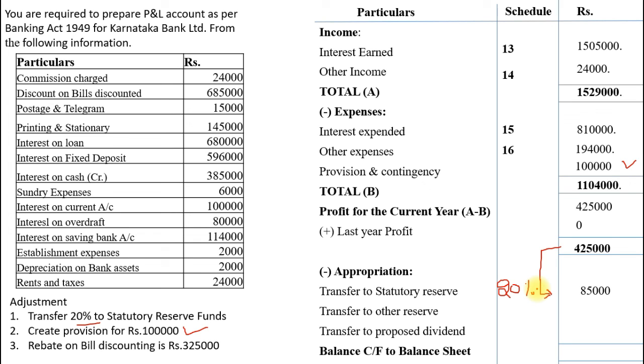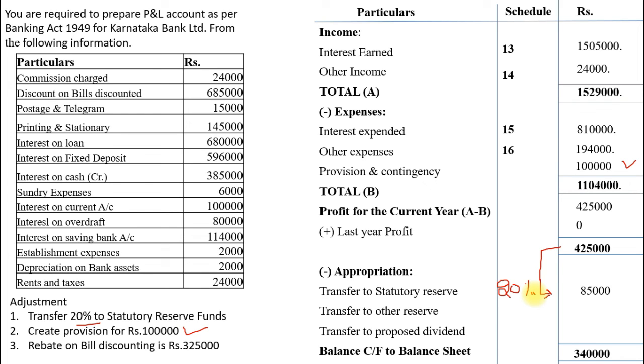That's it. There is no other transfer given in the question. If they would have given, we would have just posted them accordingly. Okay. So nothing else is given. 4,25,000 minus 85,000. You will get your final balance carried forward to the balance sheet as 3,40,000 rupees. Okay. So with that, we were able to complete an entire problem sum based on calculation and preparation of profit and loss account under the Banking Act of 1949.